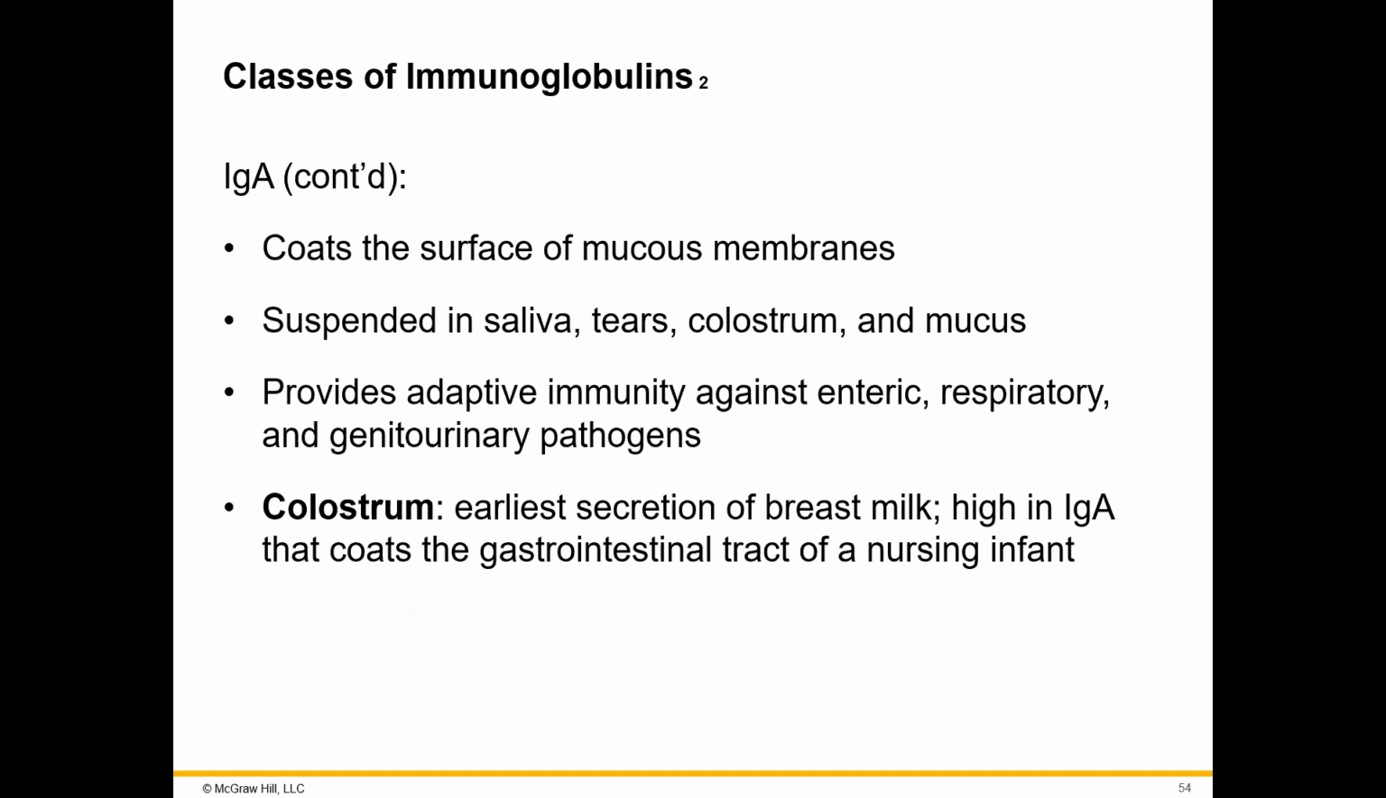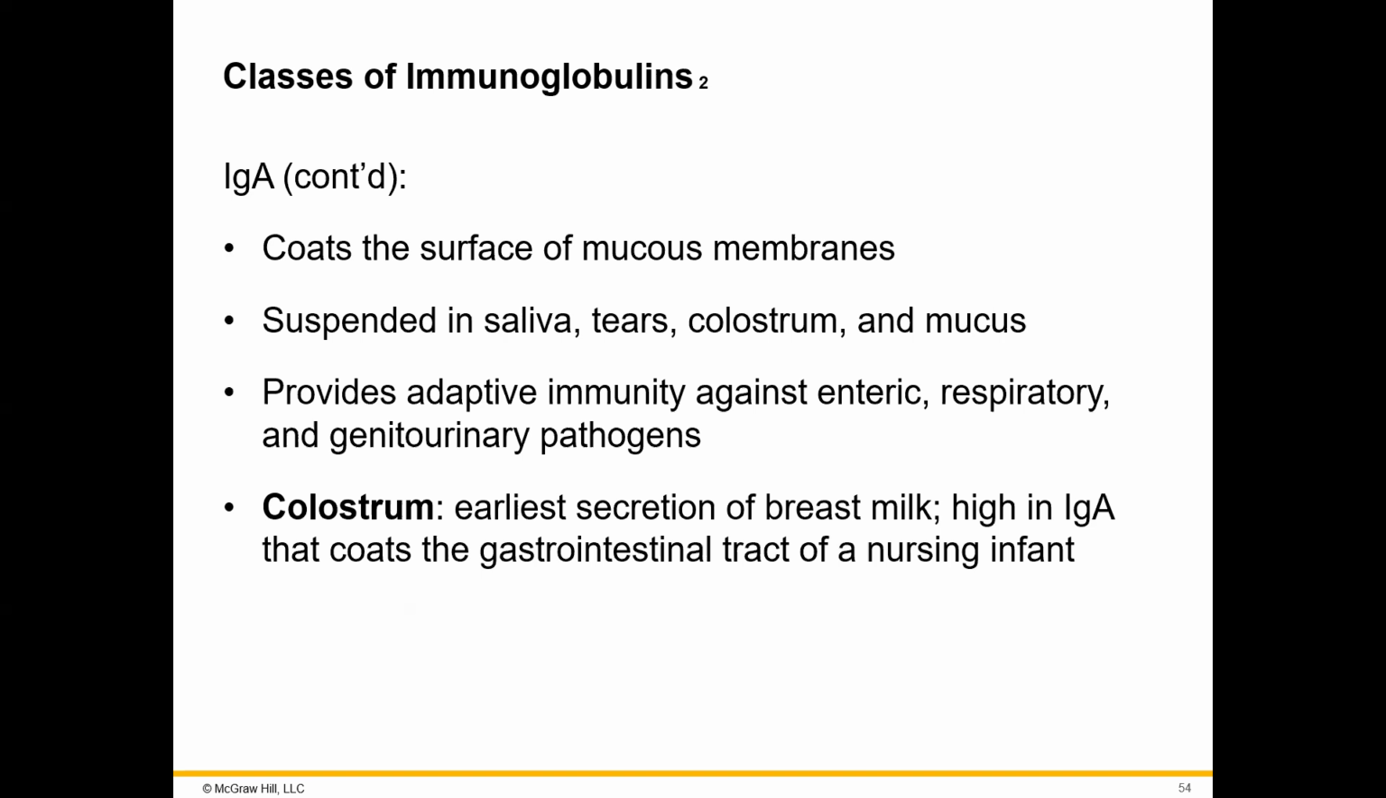Now, this IgA coats the surface of mucous membranes. It is also suspended in saliva, tears, colostrum, and mucus. It provides the most important adaptive local immunity to enteric, respiratory, and genitourinary pathogens. During lactation, the breast becomes a site for the proliferation of lymphocytes that produce IgA. The very earliest secretion of the breast, a thin yellow milk called colostrum, is very high in IgA.